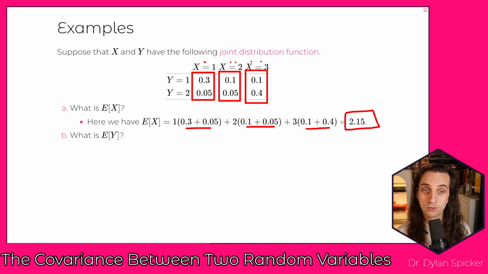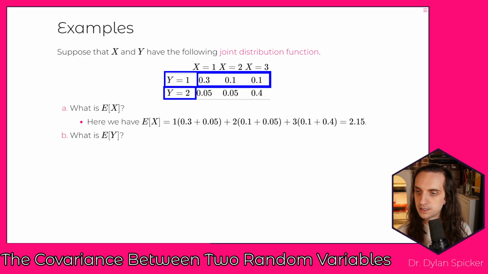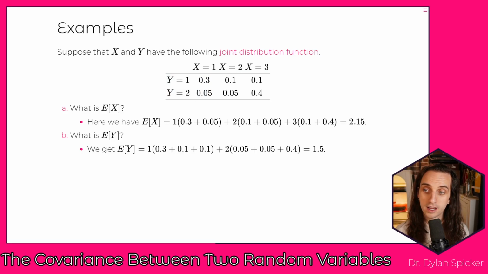What about the expected value of y? Well, with the expected value of y, we can do the same thing, except instead of us looking at columns, we are now looking at rows. Okay, so we're going to have 1 times 0.3 plus 0.1 plus 0.1, and then we're going to have 2 times 0.05 plus 0.05 plus 0.4, right? And so if we work that out, expected value of y is 1 times its probability plus 2 times its probability, which gives us 1.5.